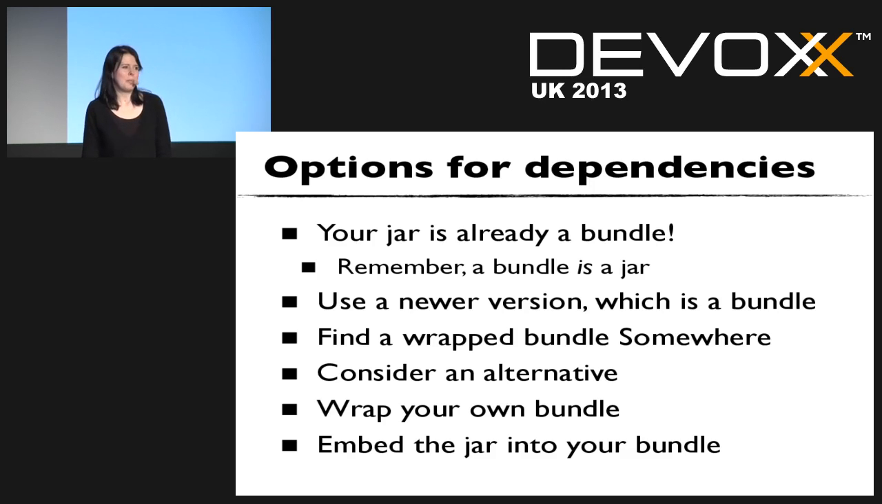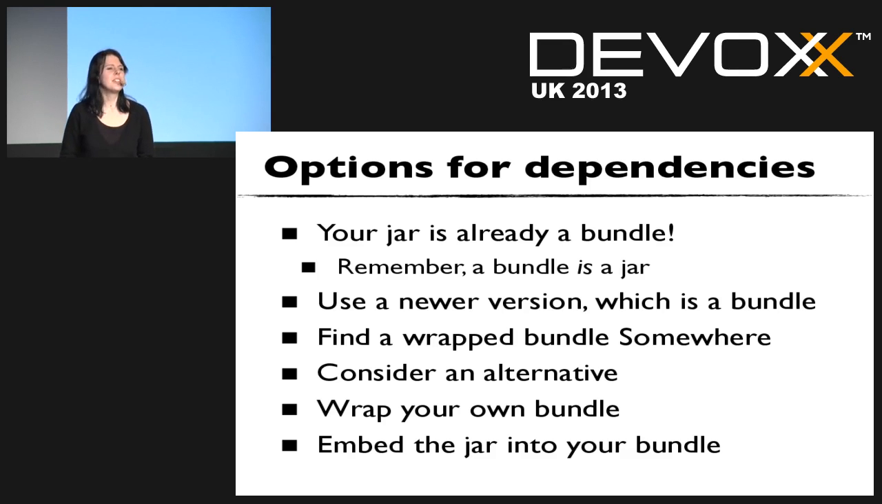Alternatively, if you're using a popular library, someone's probably converted it into an OSGi bundle already. So there are repositories. On Maven Central, it's a bit annoying the way it works, but you can find lots of bundleized versions of jars, and the group ID is different, but the artifact ID is the same. So you need to know where to look. But if you know where to look, they are there.